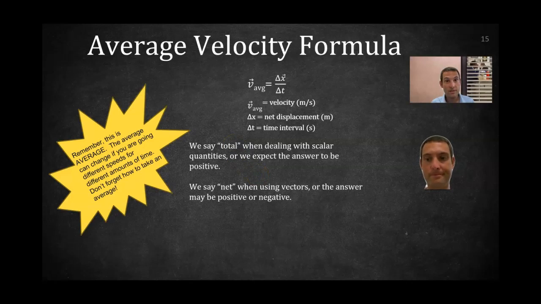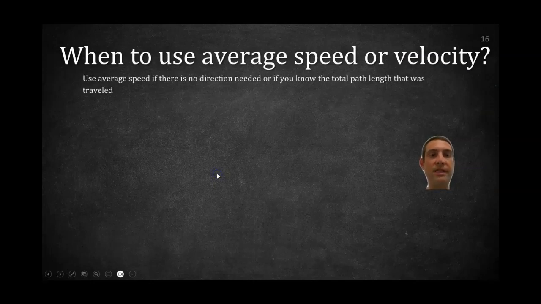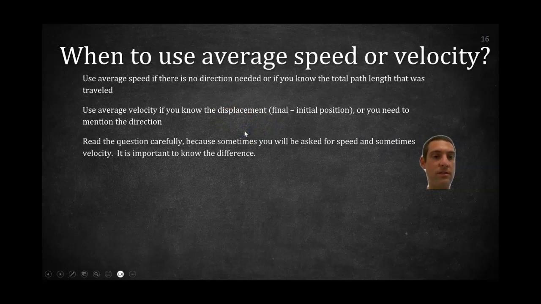Memorize this equation because it's not on your equation sheet. Okay, again. For real. All right, so when do we use it? We use average speed if there's no direction needed, or if you know the total path length that was traveled. Remember, the total path length we call distance. Use average velocity if you know the displacement, or you need to mention the direction. Displacement is your final position minus your initial position. Read the question carefully because sometimes you'll be asked for speed and sometimes you'll be asked for velocity. Just make sure you know what the question's asking of you before you answer it.